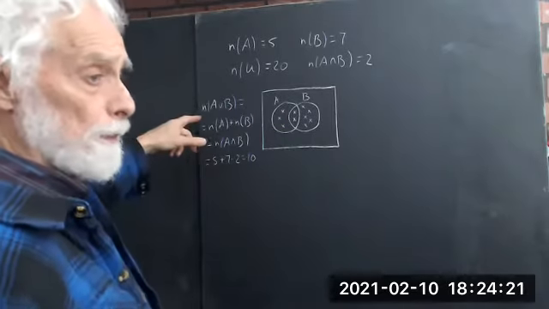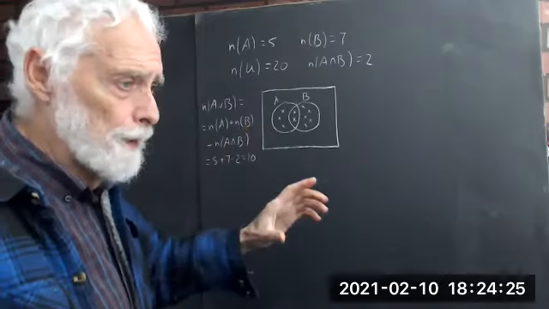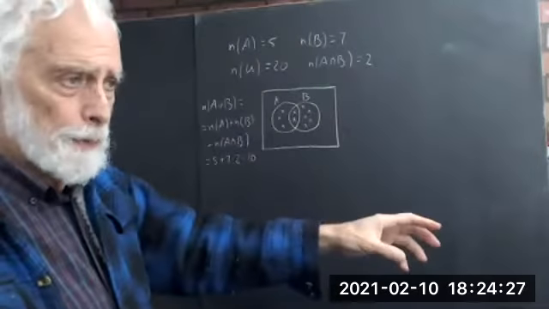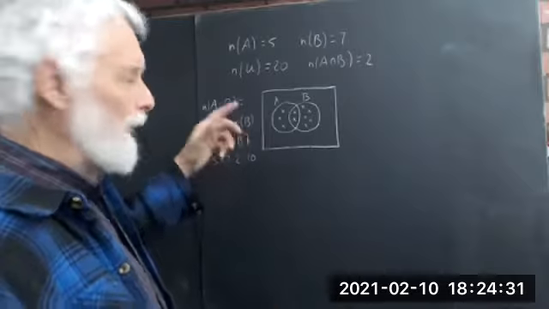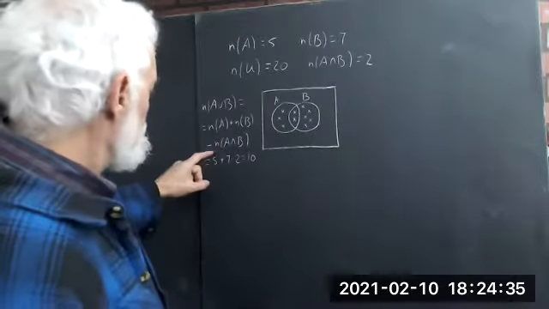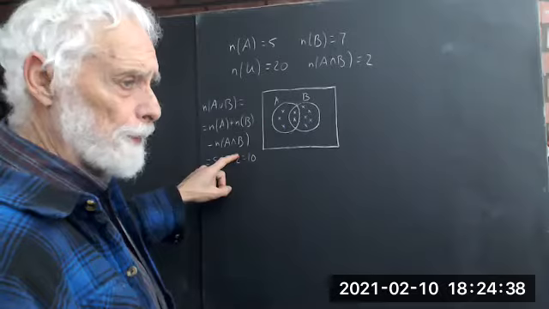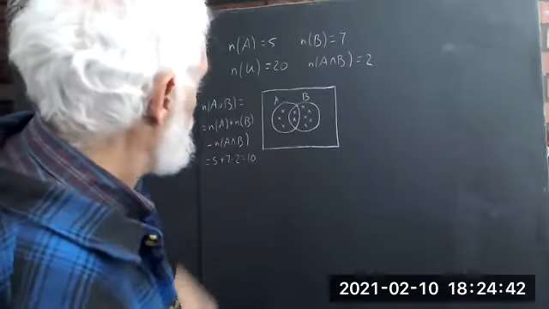Now, this is always true. The number in A union B: you can add the number in A and add the number in B, and understand that the number in the intersection of A and B was added each time. So it counted twice. So you better subtract the number in A intersection B, and now it's only been counted once.